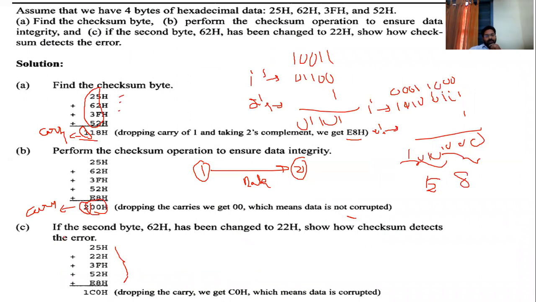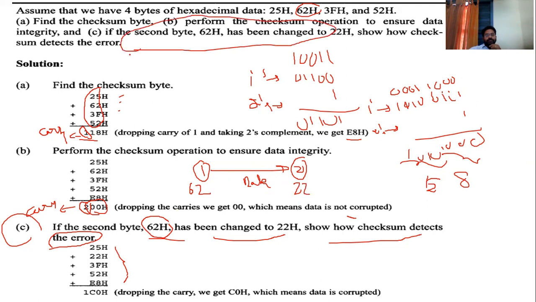Okay, see this in the third question, part C. The second byte 62H has been changed to 22. Does this checksum detect the error or not? Suppose they are sending 62 and receiving 22. You are sending which value? 62. But what value are you getting? 22. But what is the right value? 62. But you get 22.